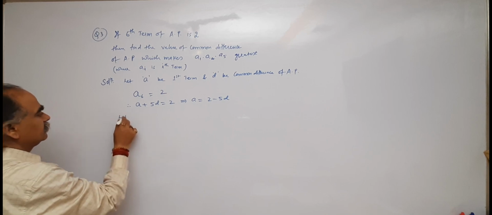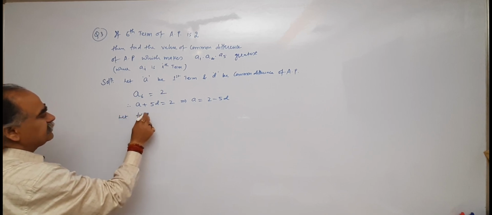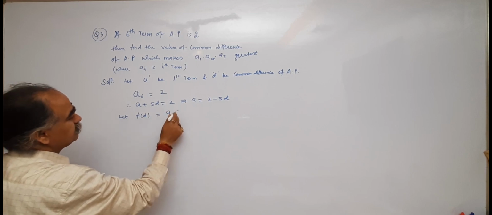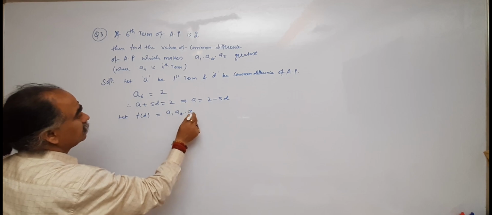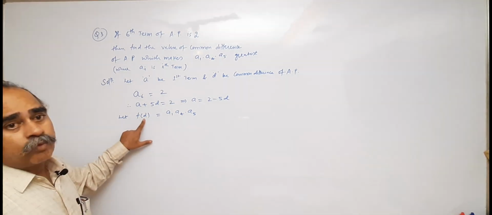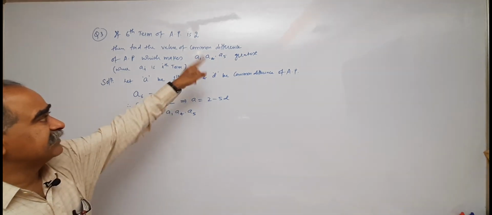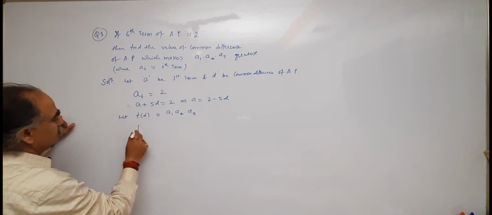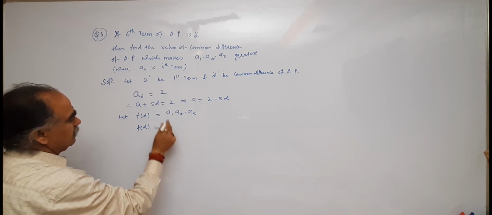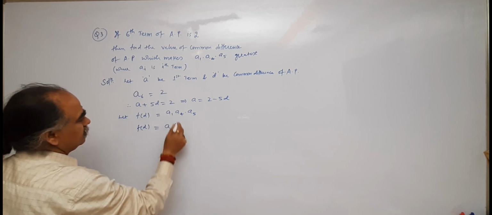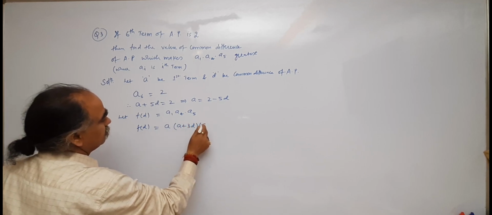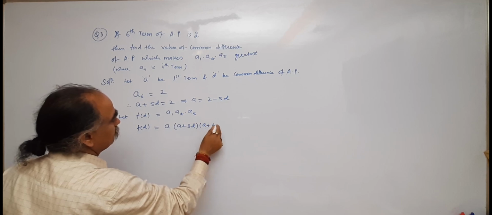Let f(D) be equal to A1 into A4 into A5. Function of D means whatever we are maximizing, and we are maximizing this. So f(D) is what? A1 means first term. A4 is what? A plus 3D into A plus 4D.